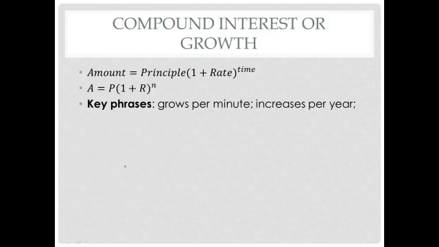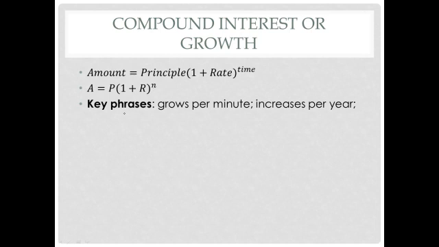All right. Compound interest or growth. We use the same formula for compound interest and growth. The formula is amount equals the principal amount times 1 plus the rate, and you'll see it as A equals P times 1 plus R to the nth power. That should be to the time power. So this N represents time, whether it's so many years or so many months or so many minutes. That represents time, and it's an exponent.